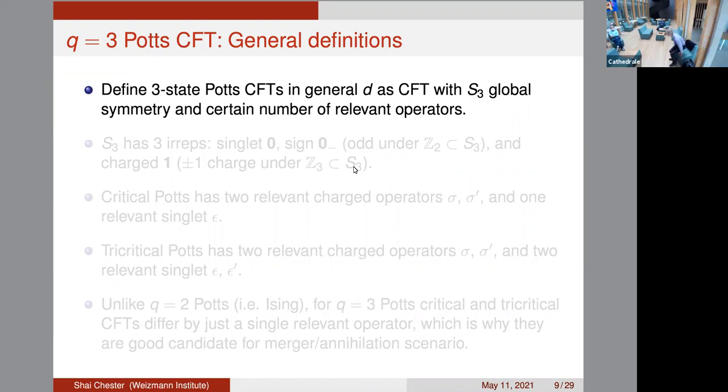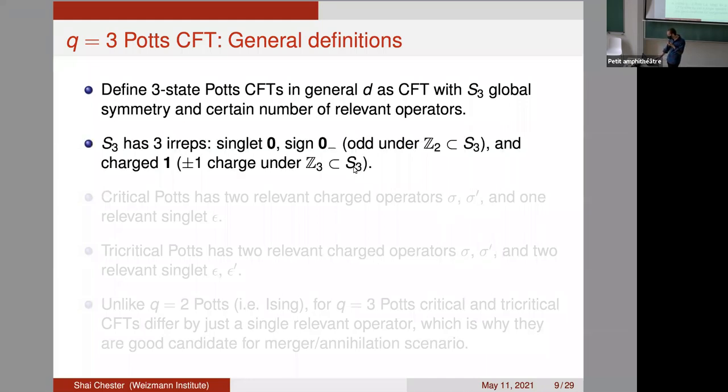Okay. So now let's move on to the Q equals 3 Potts conformal field theory. And let's give some general definitions. So we define the three-state Potts CFT in general D as a conformal field theory with S3 global symmetry and a certain number of relevant operators. So that's going to be our general definition. So we're not going to be defining it from the lattice model, even though in principle you could. Instead, we're going to give the general axiomatic definition, which we like to use in the bootstrap community.